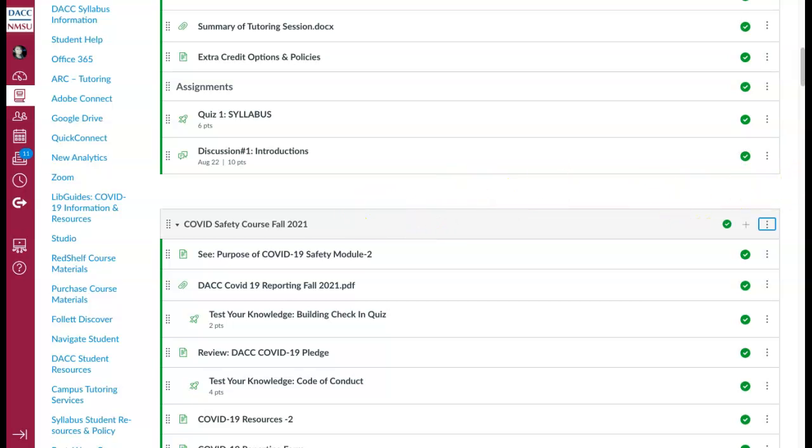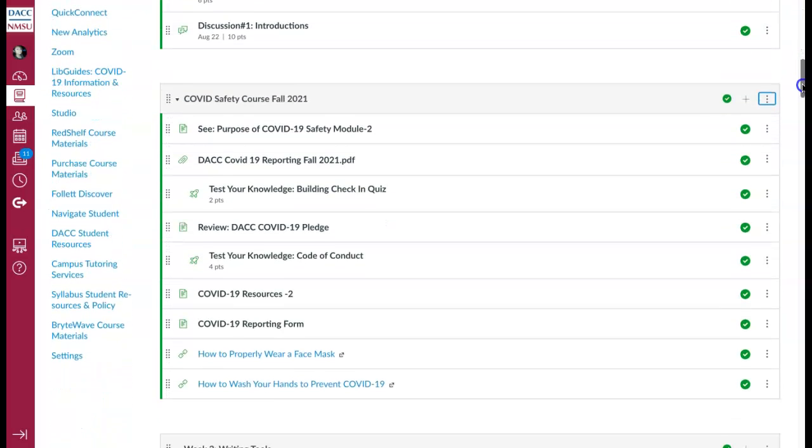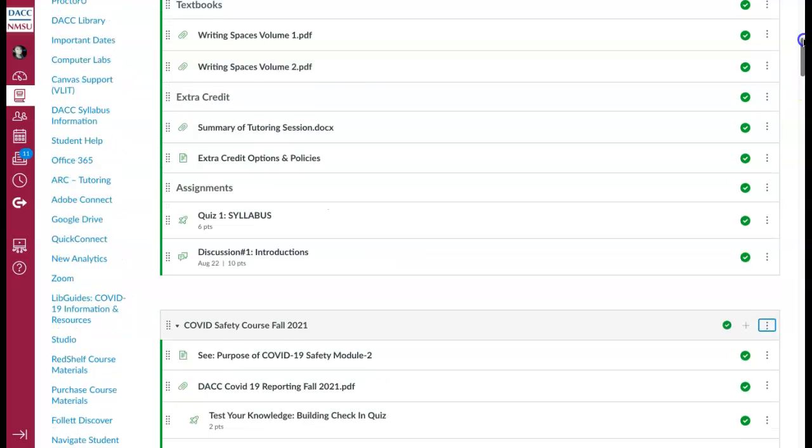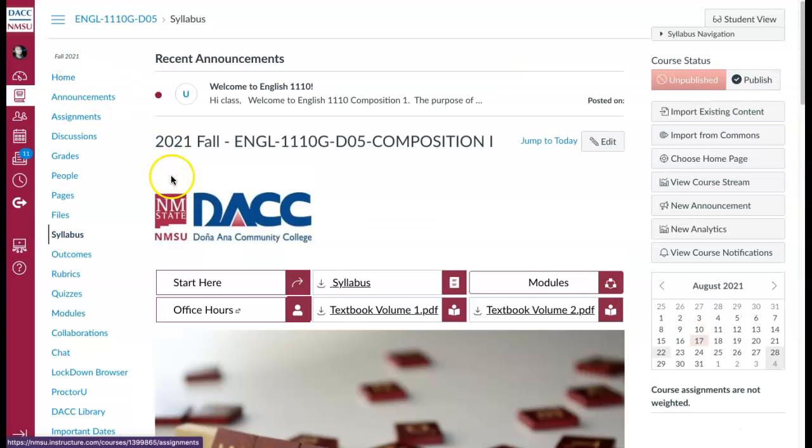The last thing I wanted to mention is that right below that week 1 module, we also have the COVID safety module. This module has important information, and it has 2 quizzes. These quizzes are not for a grade, but you are required to take them by DACC, so make sure that after you've looked over the first module you also look at the COVID safety module and take those 2 quizzes. Like I said, they're not for a grade, but they are a requirement for all DACC students, so make sure you complete the quizzes in that module.